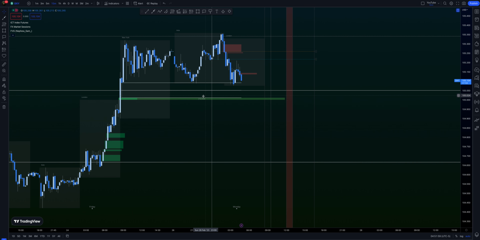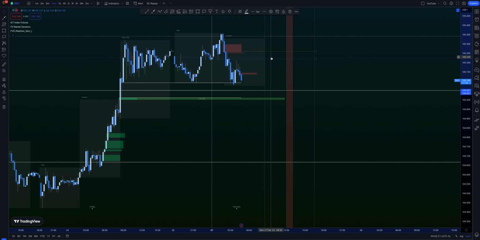If we continue to move lower, then we've got this 15-minute BISI here, which also puts us below this short-term low. And the middle of this, the consequent encroachment of the 15-minute wick, lines up with the daily key level as well. So this would be a good opportunity to fully sweep these lows if we did want to go higher from there.